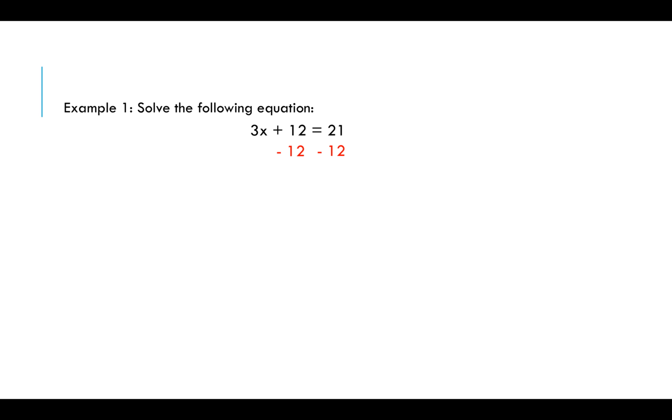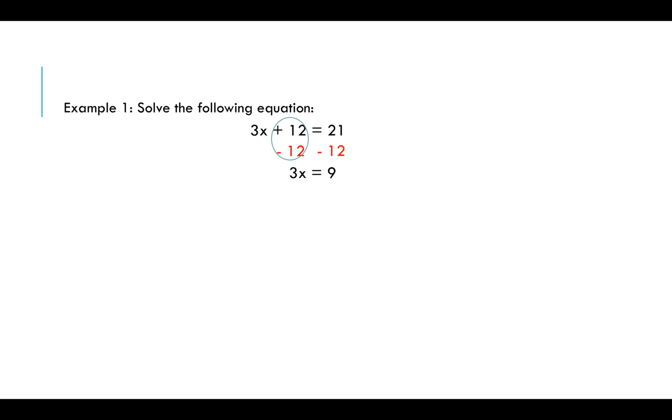subtracting 12 from the left side, what is 12 minus 12? 0. So this gets rid of the plus 12 on the left-hand side. You still have to subtract 12 on the right-hand side of the equal sign. So 21 minus 12 is 9.